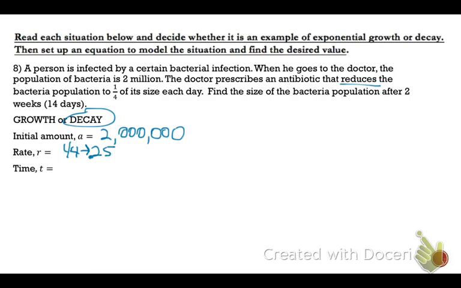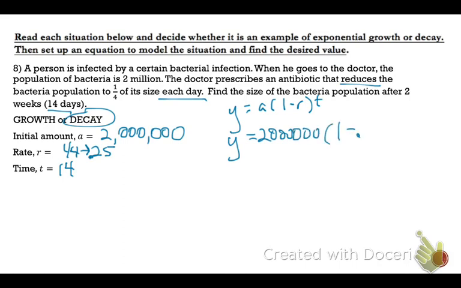And then after 2 weeks, but it's 14 days because it says it reduces each day, so we want to put our number in terms of days. So we're going to use our decay formula. We'll take the original amount, 2 million, times 1 minus the rate, raised to the 14th power. Remember, do what's inside parentheses first, raise it to the 14th power, take it times 2 million, and you should have 35,636 bacteria left.